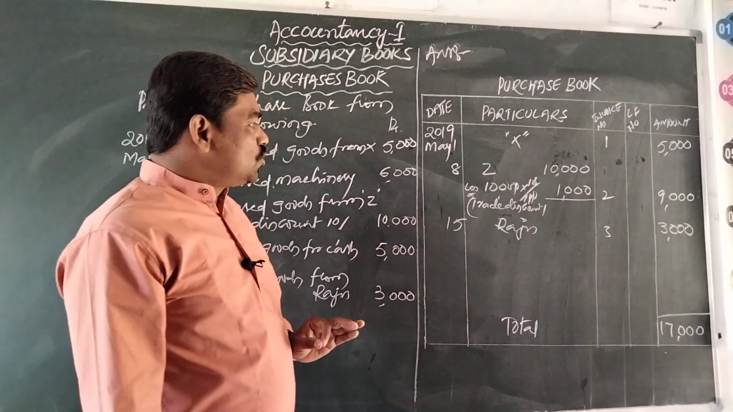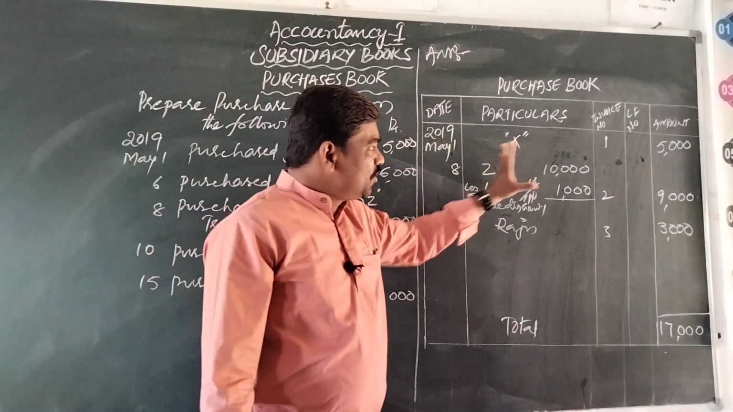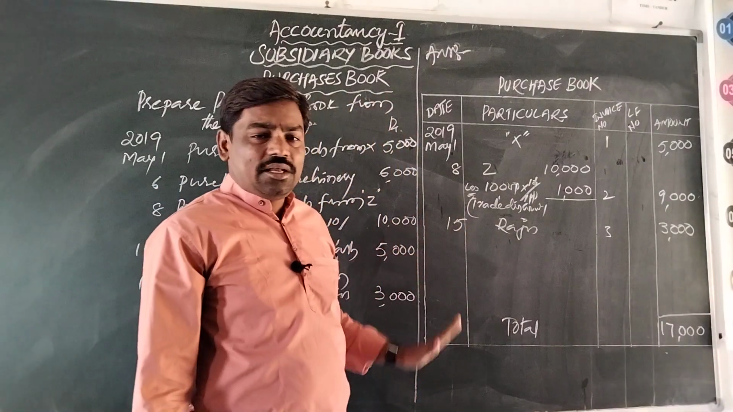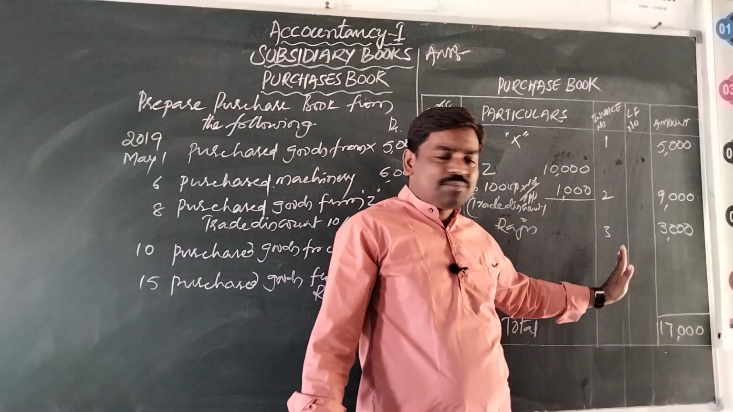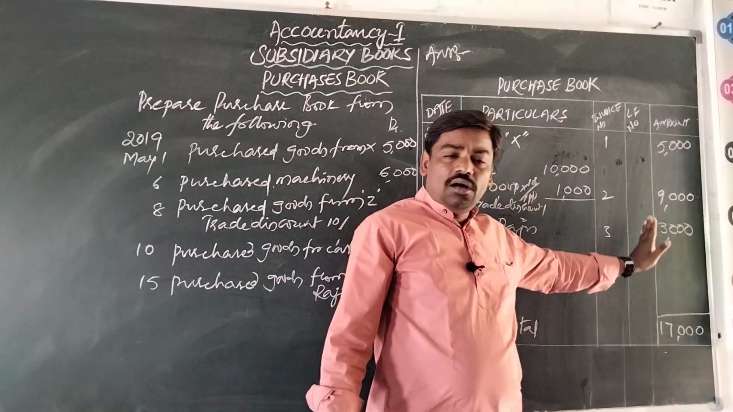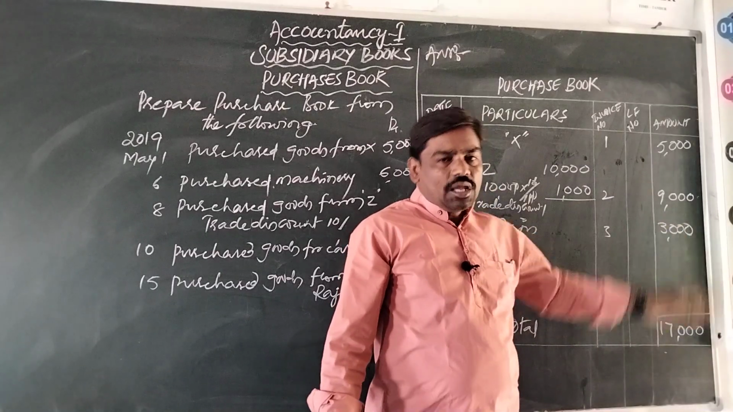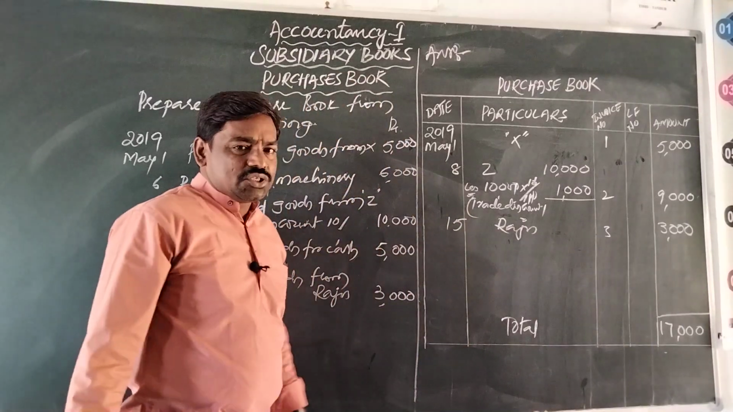So like this we can prepare the purchase book. In the purchase book there are a total of 5 columns. First column is meant for date, second column is meant for particulars, third column is meant for inward invoice number, fourth column is meant for ledger folio number, that is LF number, and fifth column is meant for amount. Okay, so in this way we can prepare the purchase book.